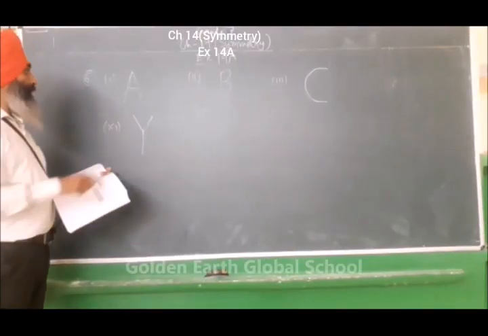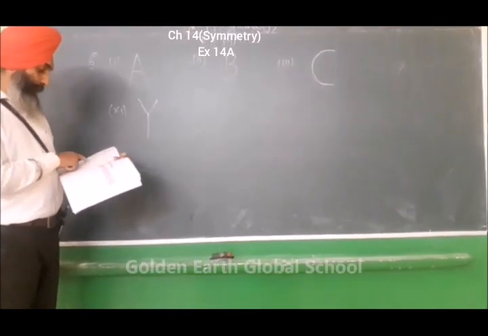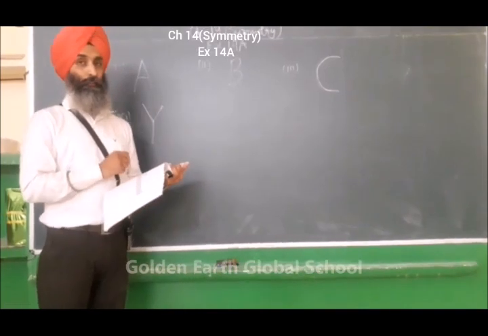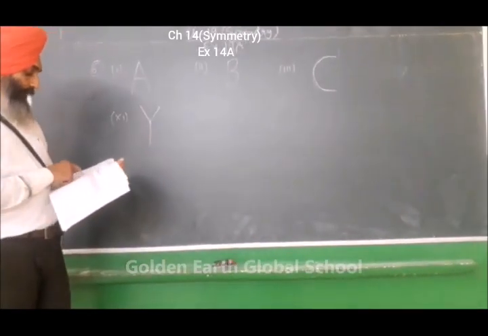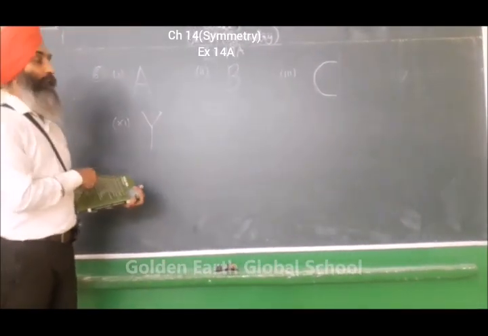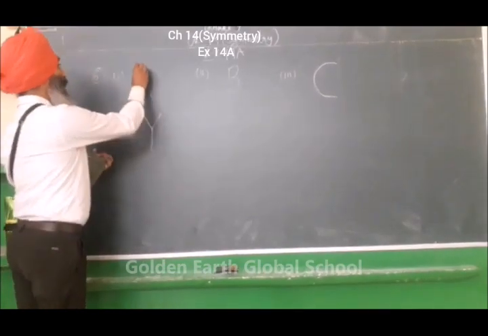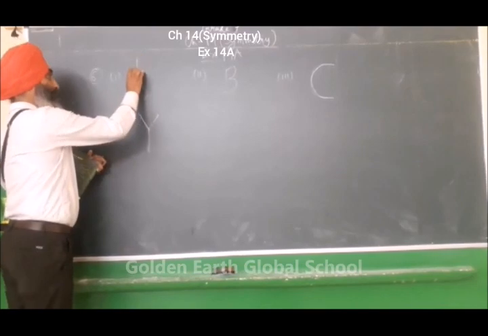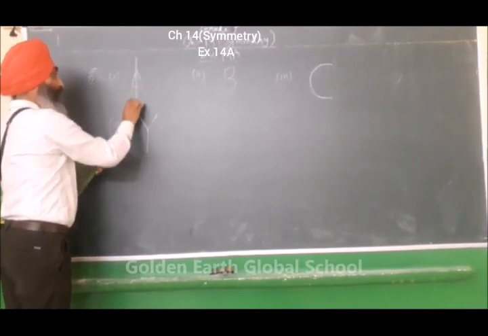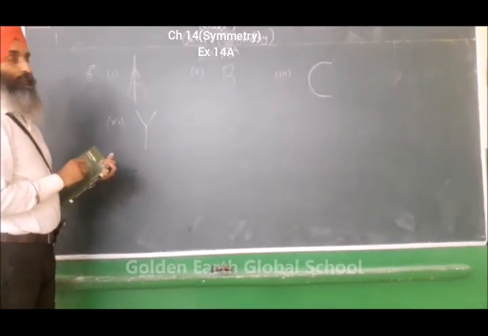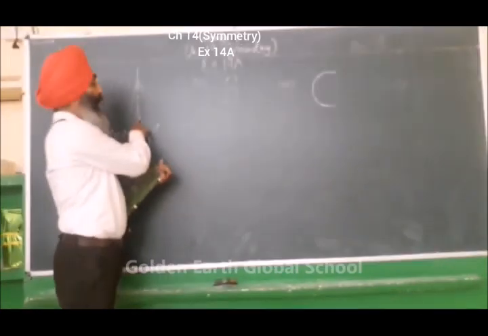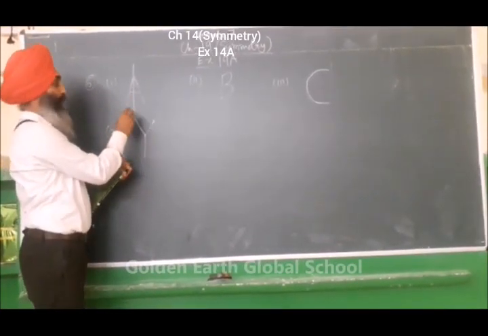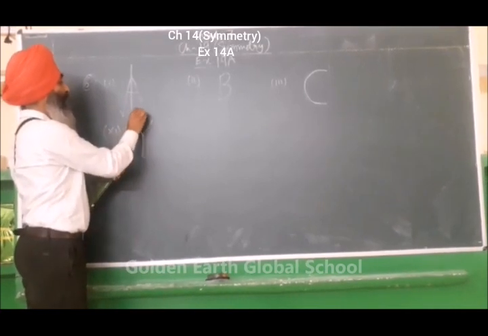So then, in the 6th question, each letter of the English alphabet is symmetrical about a line. You have to identify the line of symmetry for each letter. So in A, you know what the line of symmetry is? This. So it has a vertical line of symmetry. Draw the line of symmetry and also tell whether it is a vertical or horizontal line of symmetry.